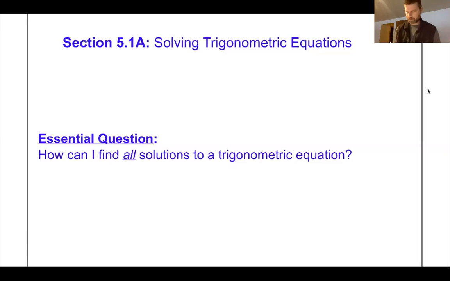Right, welcome to section 5.1, where we're going to solve trigonometric equations. Today's essential question is how we can find all of the solutions to a trigonometric equation, and that word "all" is going to be very particular, as we're going to learn here in just a minute.